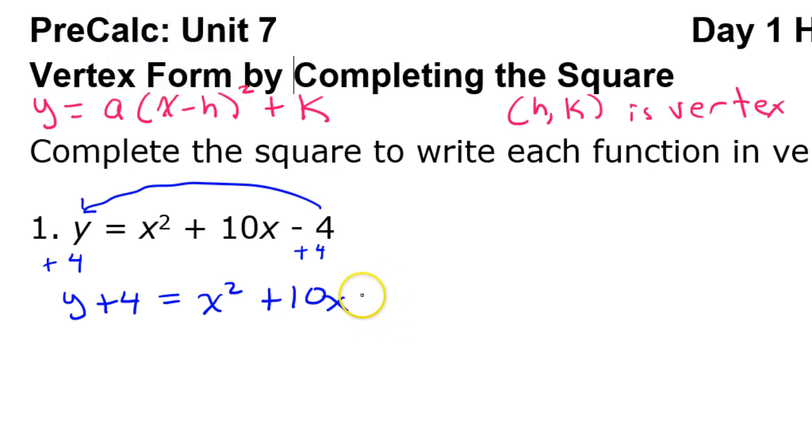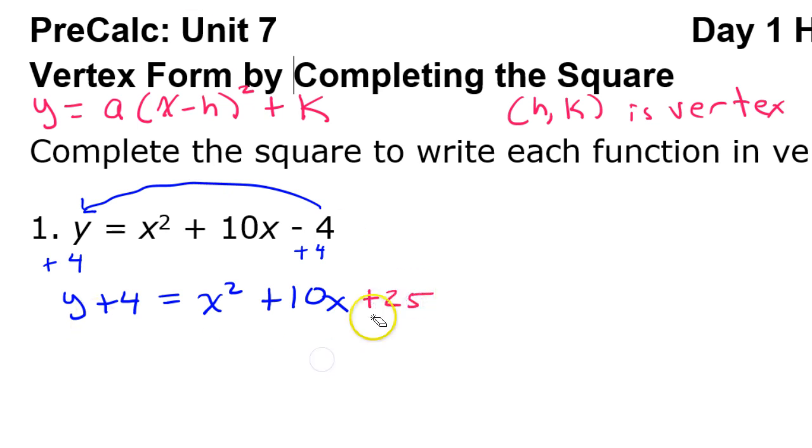The phrase you will hear me use over and over again is half the middle squared. Half of the middle, and then you square it. So this is the middle term, 10. Half of 10 is 5. And then 5 squared is 25. So that's why I'm going to add 25 right now.